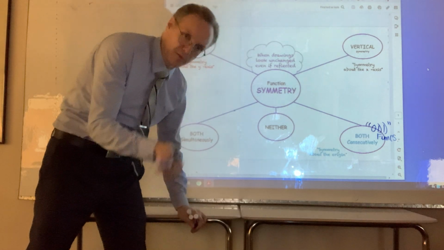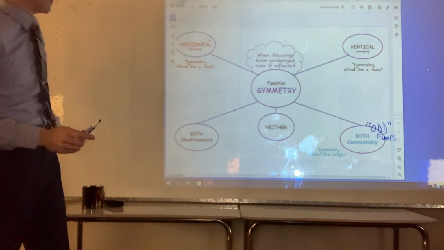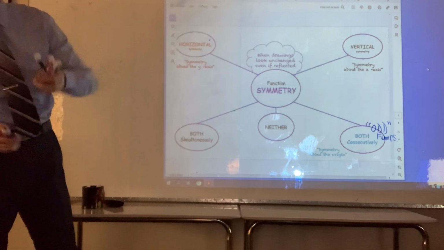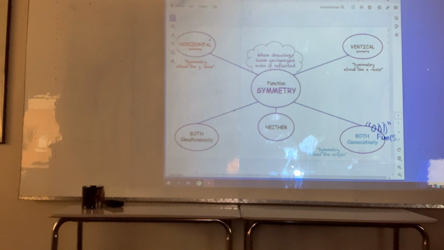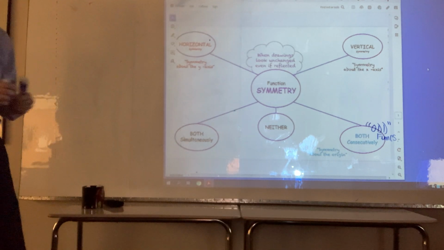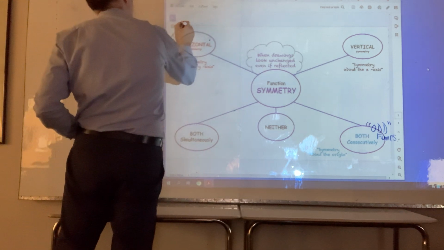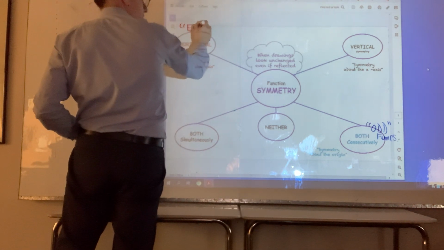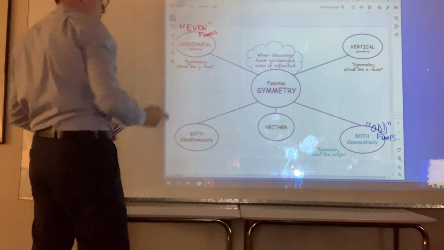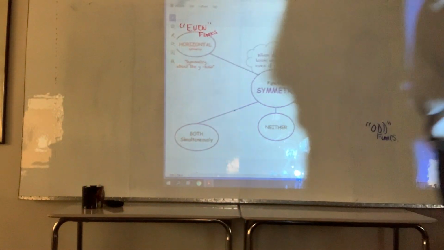Odd functions exhibit symmetry after you horizontally reflect and then vertically reflect. Horizontal symmetry is more or less the even situation. So even functions have horizontal symmetry.